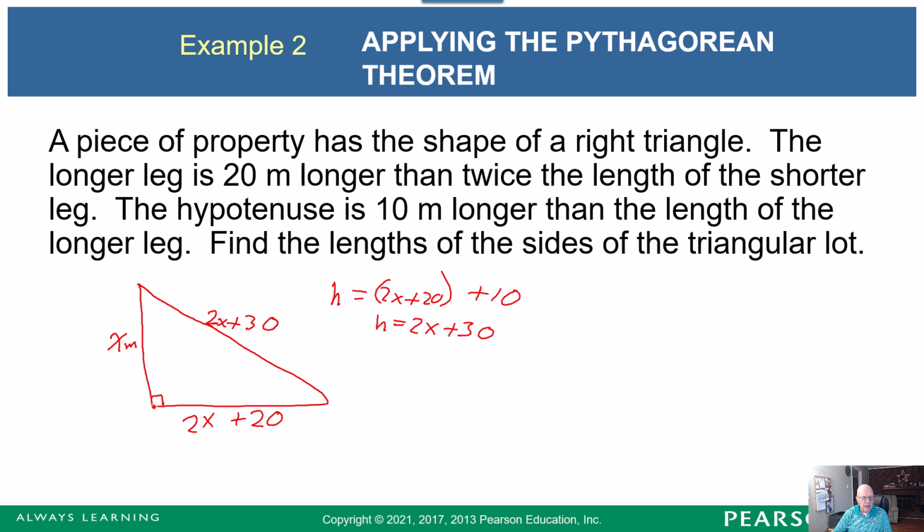Now, where are the legs? The legs make up the right angle. So these are the two legs. You're going to square each of those, and you're going to square the hypotenuse. So first leg squared plus the second leg squared equals the hypotenuse squared. And then a little bit of algebra, of course.